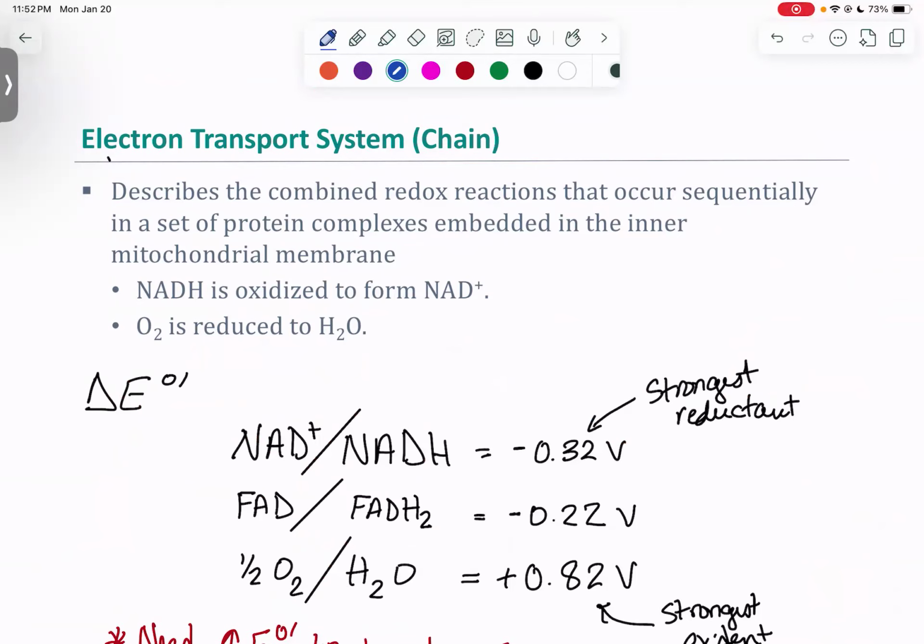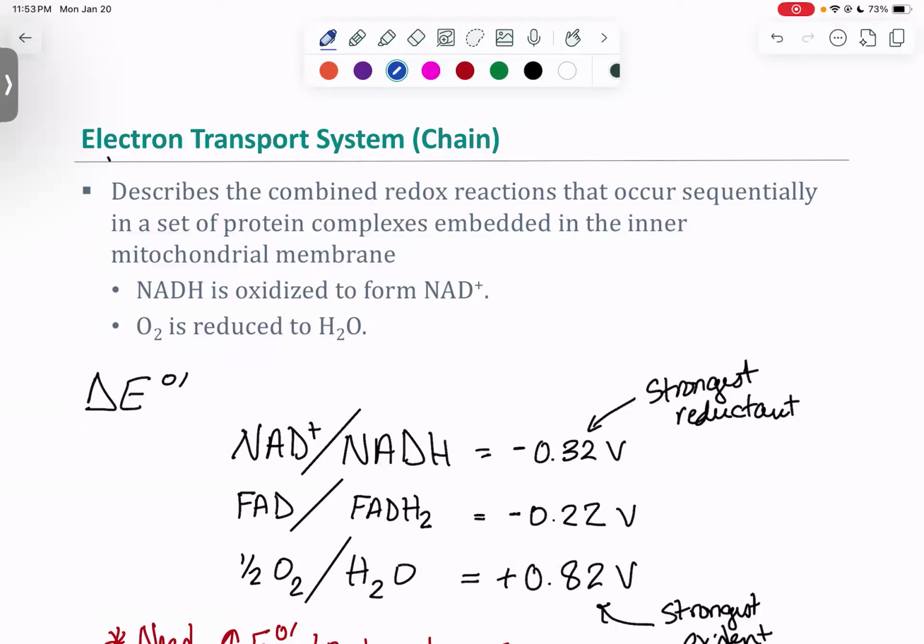And you have to remember, what are we doing? We started out with glucose and we're going to oxidize it. So the whole time, anything that has energy, we want to oxidize it. So we're always going to be talking about redox reactions, and these redox reactions occur sequentially.